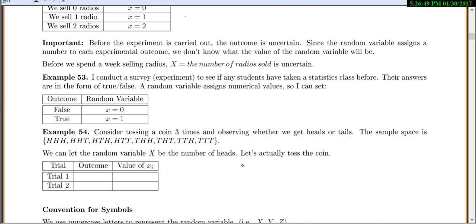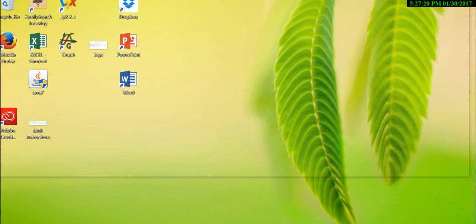So we can actually go ahead and toss the coin 3 times. I always forget that I actually plan to do this. I think last year I had to borrow a coin from someone. Okay, so I'm tossing the coin currently as we're talking, so I just got a tail, a head, and a tail.